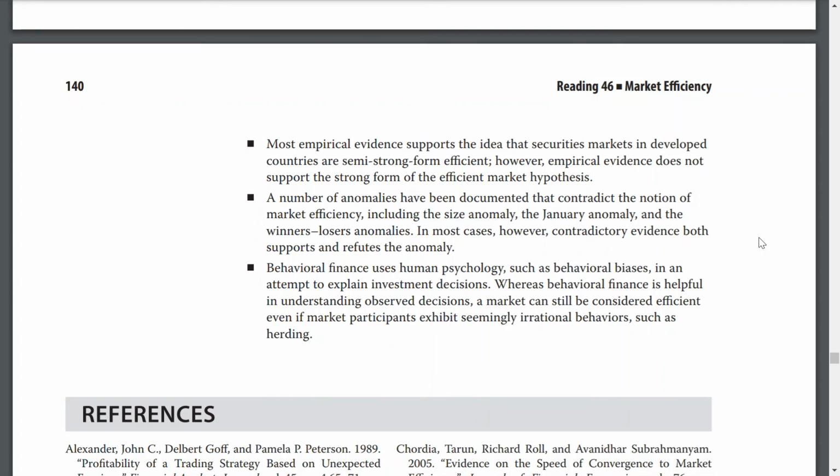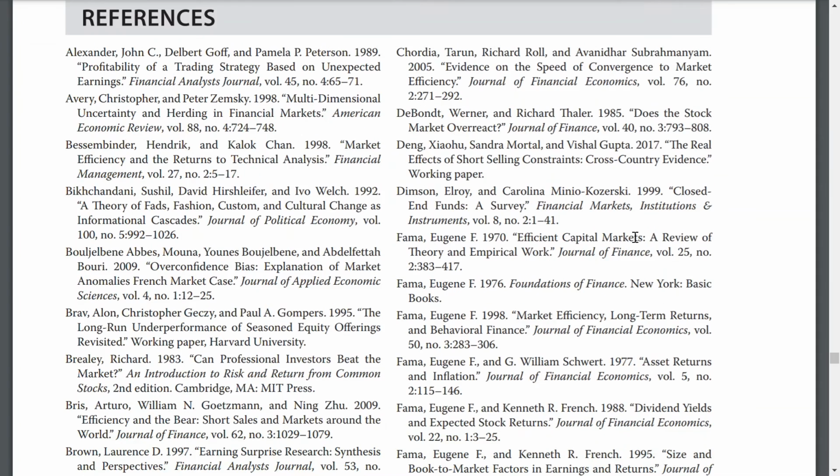A number of anomalies have been documented that contradict the notion of market efficiency, including the size anomaly, the January anomaly, and the winners-losers anomalies. In most cases, however, contradictory evidence both supports and refutes the anomalies. Behavioral finance uses human psychology, such as behavioral biases, in an attempt to explain investment decisions, and is helpful in understanding observed decisions. Markets can still be considered efficient even if market participants exhibit seemingly irrational behavior, such as herding. And that is Reading 46.